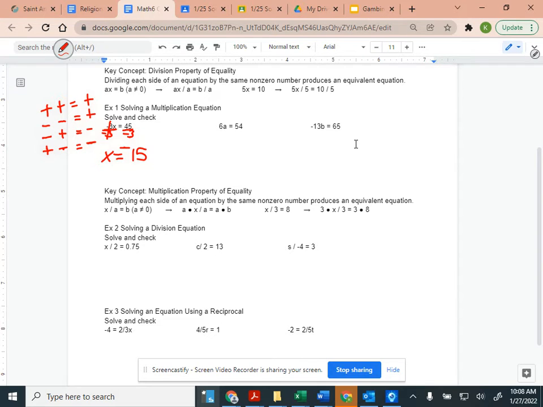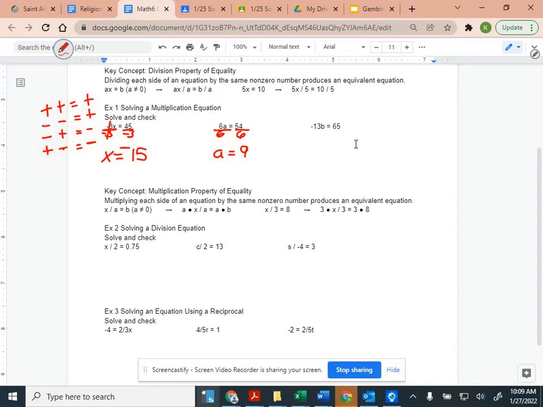Let's look at 6a. By multiplying 6 times a, because remember when we're right next to that letter, it means multiply. Opposite of multiply is divide. So I need 6 divided by 6 leaves me just our a. 54 divided by 6 gives me what, Will? 9. Positive or negative? Positive, because it's a positive divided by a positive. Let's look at our next one.